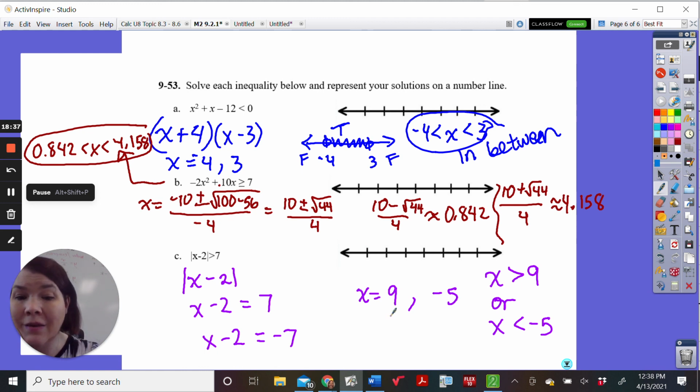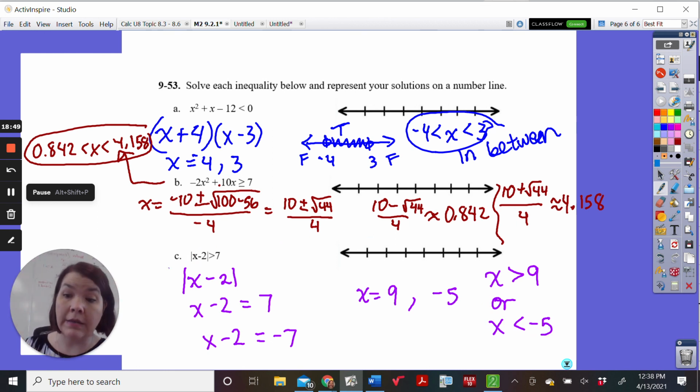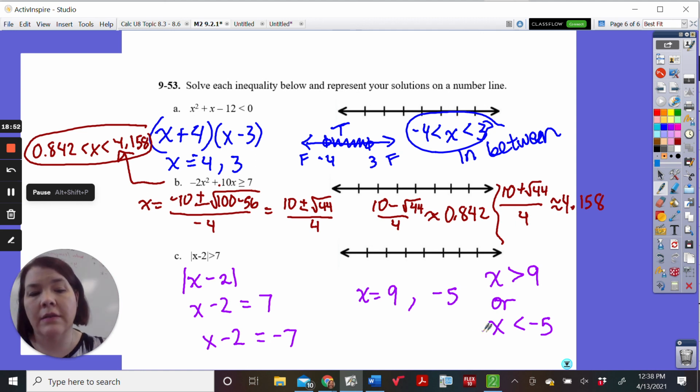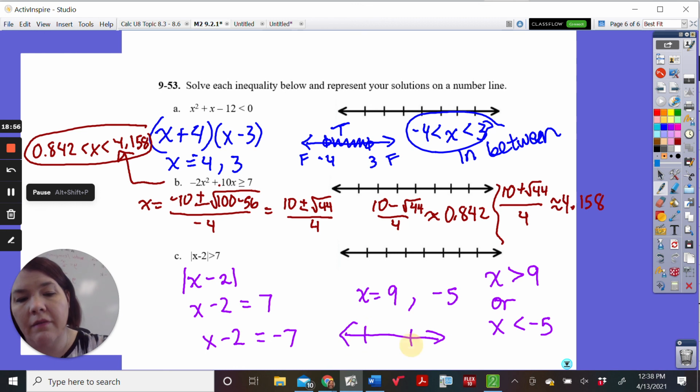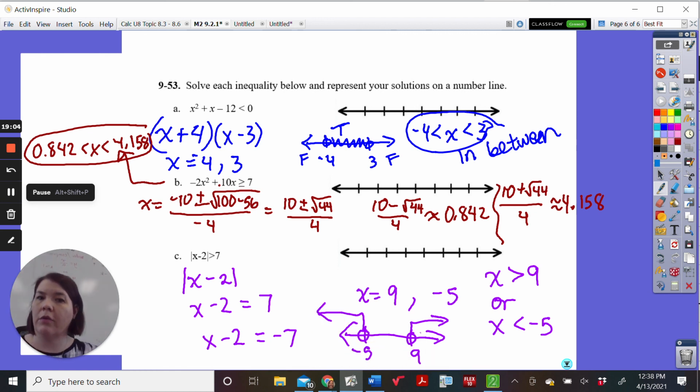I tested 10, which is bigger than 9. So 10 minus 2 is 8. The absolute value of 8 is bigger than 7. I tested a number smaller than -5, like -10, which gave me -12. The absolute value of -12 is positive 12, and so it's bigger than 7. So it's the numbers on the outside. If I was going to draw it, I would have these boundaries, and this would be -5, and this is 9. So that's what the drawing would look like.